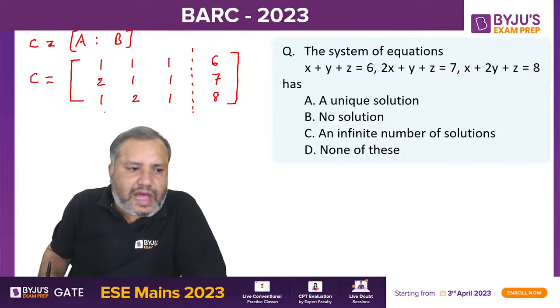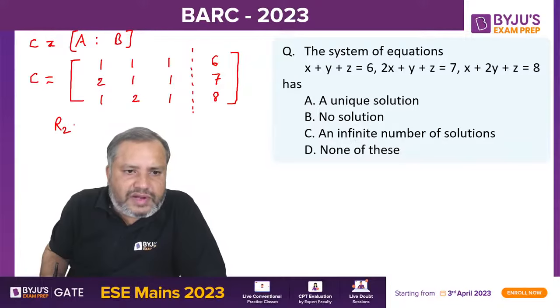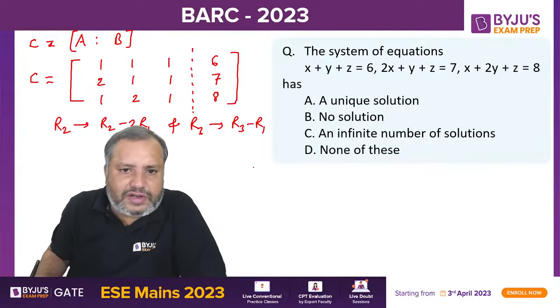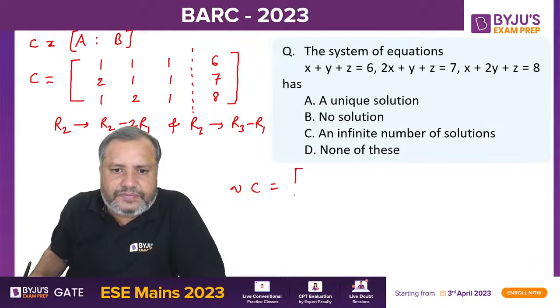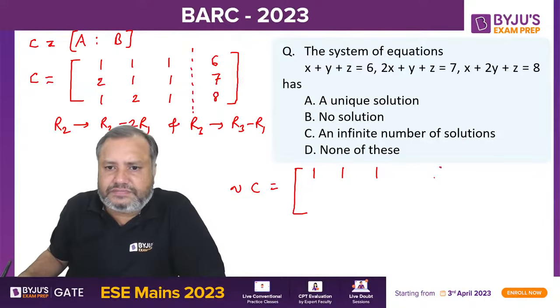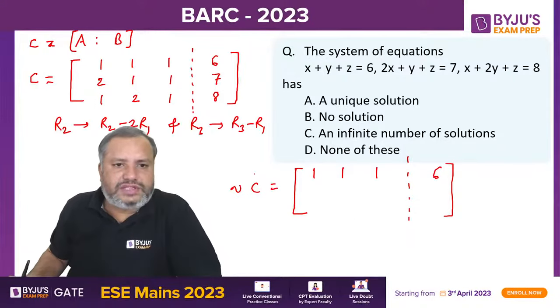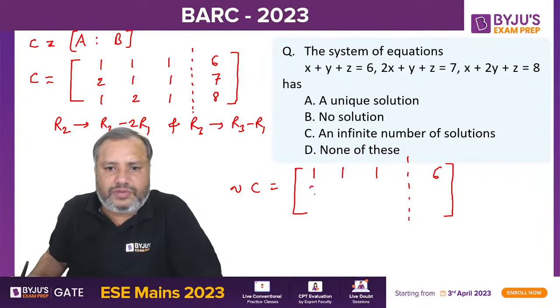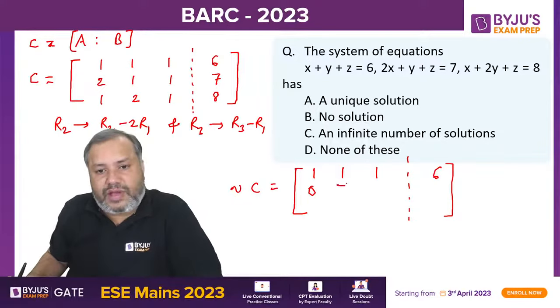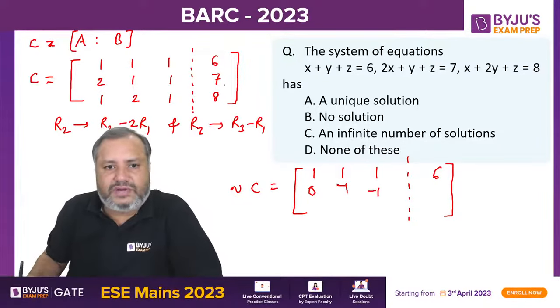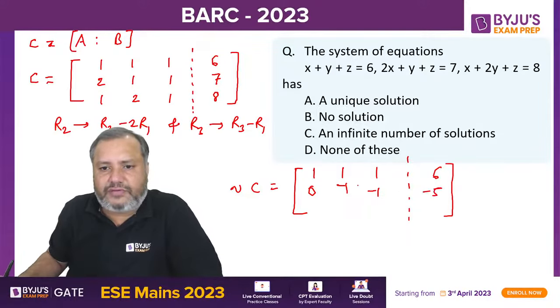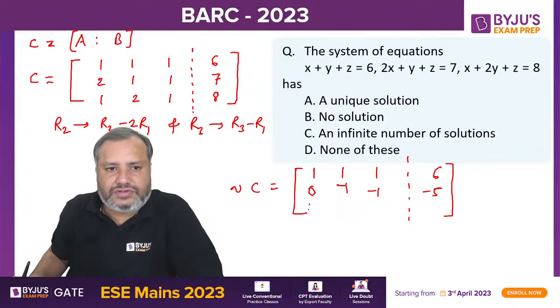Then I'm just doing some elementary transformations. R2 tending to R2 minus 2R1 and R3 tending to R3 minus R1. You will get an equivalent matrix. R1, no change. 1, 1, 1. R2, there is a change. R2 minus 2R1. So 2 minus 2 will be 0. 1 minus 2 will be minus 1. Again 1 minus 2 will be minus 1. 7 minus 12 will be minus 5. Then R3 minus R1, 0.